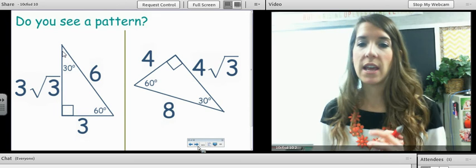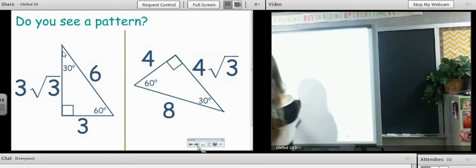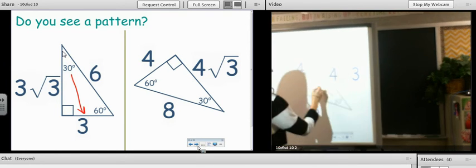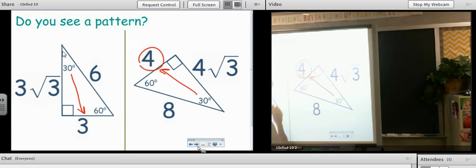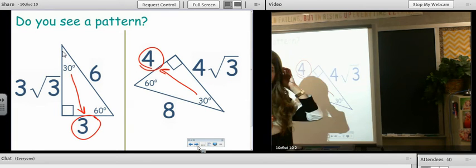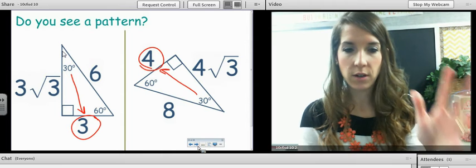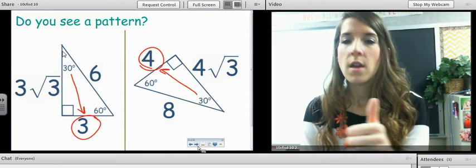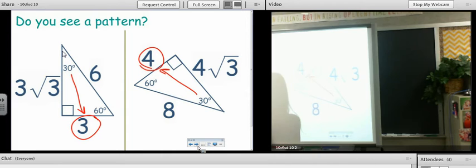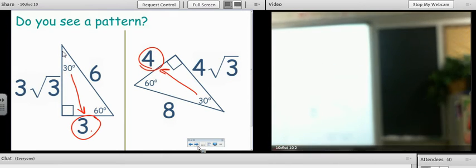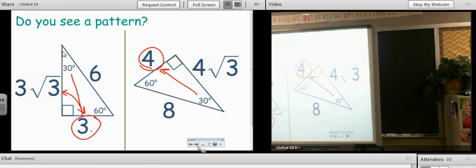Okay, I want you to take a look at what's across from 30, because every time that number is going to be the key to our whole problem. So let's look at the triangle where 3 is across from 30. How do you get from your shortest side to your medium side? 3 root 3. How do you get from your shortest side to your longest side? 3 times 2.